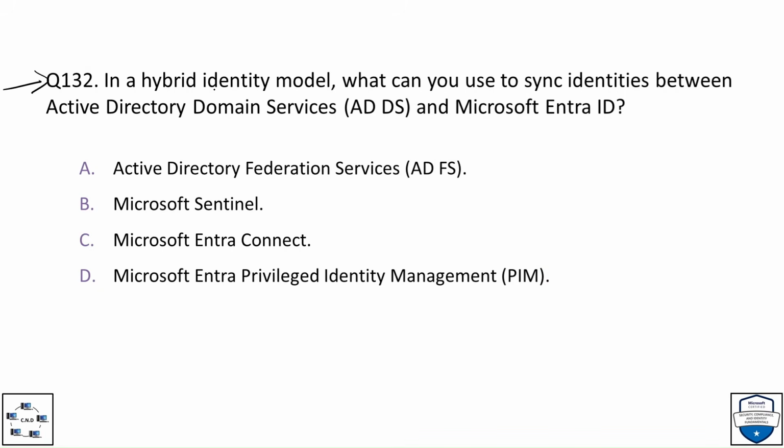Question number 132. In a hybrid identity model, what can you use to sync identities between Active Directory Domain Services, that is ADDS, and Microsoft Entra ID? The options are option A, Active Directory Federation Services, that is ADFS, option B, Microsoft Sentinel, option C, Microsoft Entra Connect, and option D, Microsoft Entra Privileged Identity Management, that is PIM. And the correct option is option C, Microsoft Entra Connect.